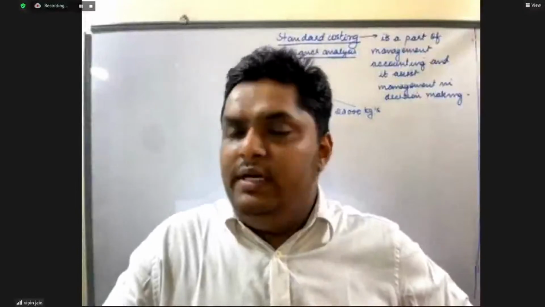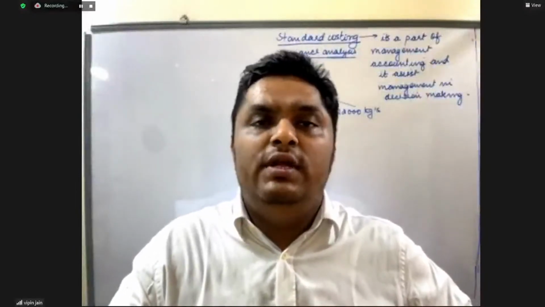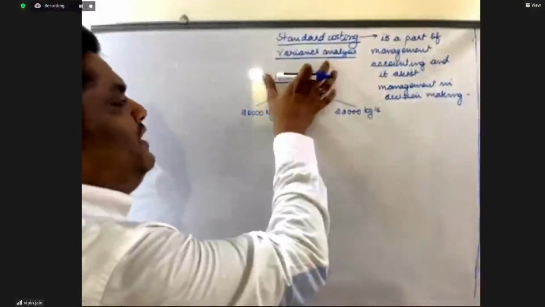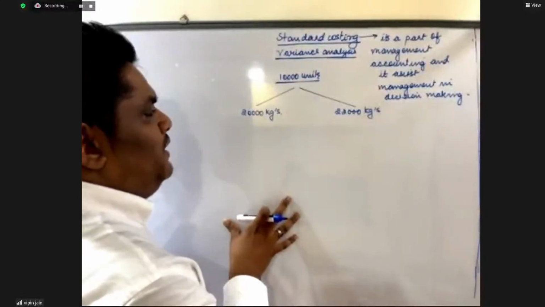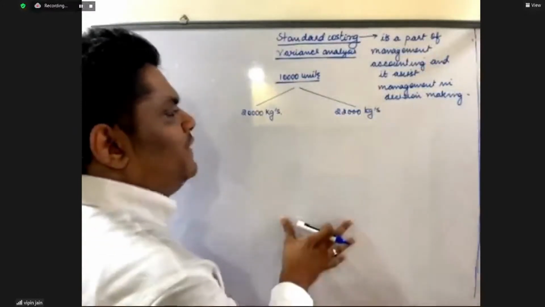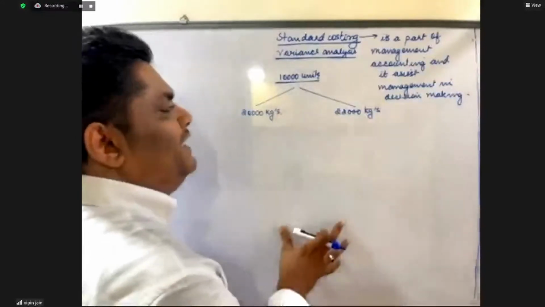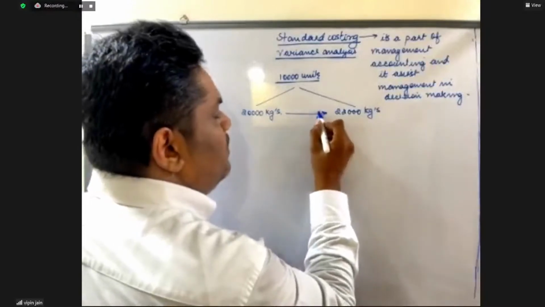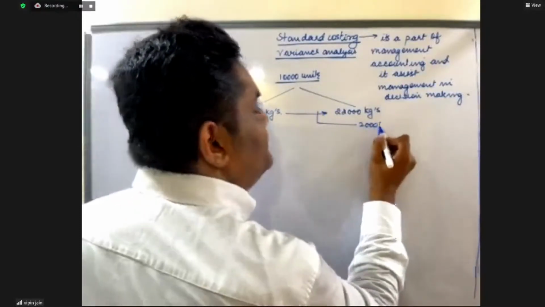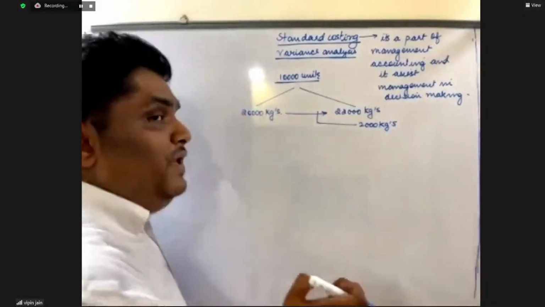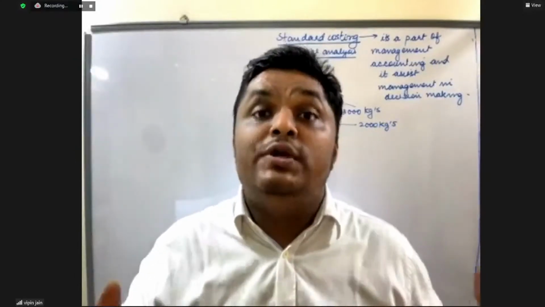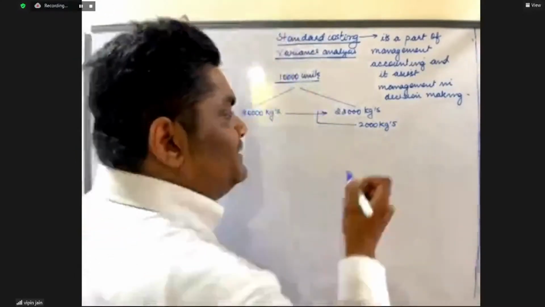I repeat again, we are manufacturing 10,000 units. Now, as per the target set, these 10,000 units should be manufactured using 20,000 kgs of raw material. However, when the actual figures were out, we actually consumed 22,000 kgs of raw material. So, how much raw material did we consume extra? 2,000 kgs. We consumed 2,000 kgs extra raw material. मतलब हमने ज़्यादा raw material use कर दिया. So it's a loss to the company. So we call it adverse for the company.